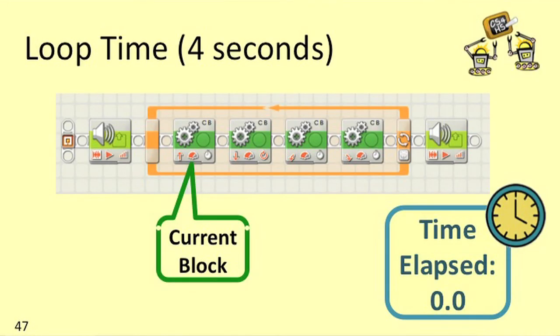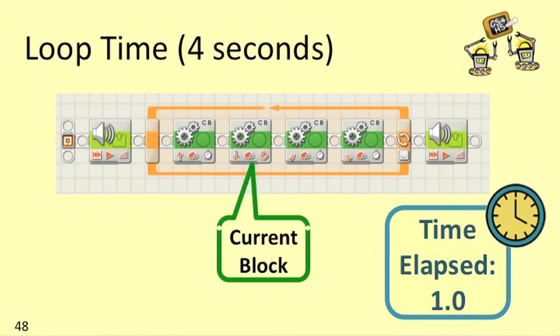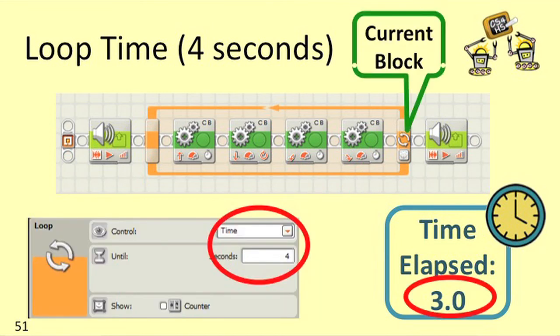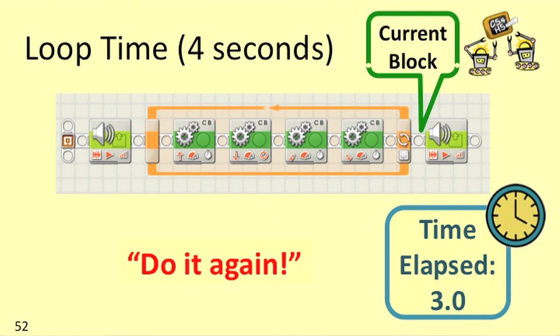So let's continue tracing this loop. First, we move forward for 1 second. Then we move backward for 1 second. Then we turn left for half a second, and then right for half a second. When we get to the end of the loop, 3 seconds have elapsed. The configuration panel for this loop says we leave after 4 seconds have elapsed. Since 4 seconds haven't elapsed yet, the loop says do it again, so we do it again.